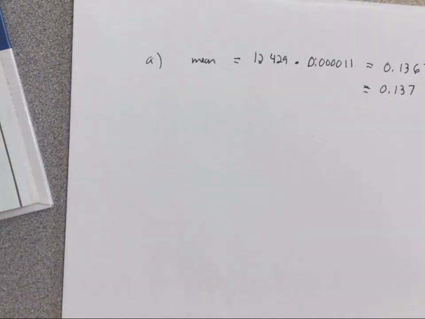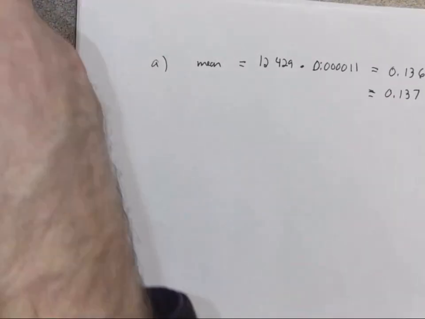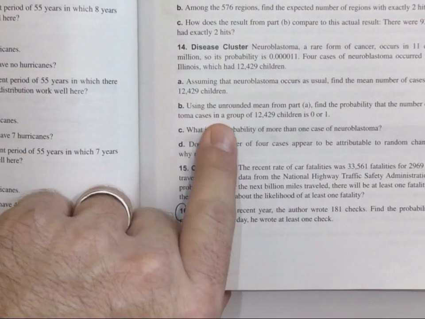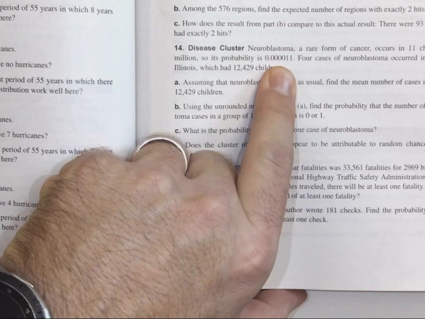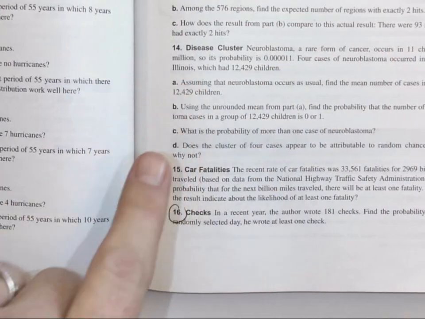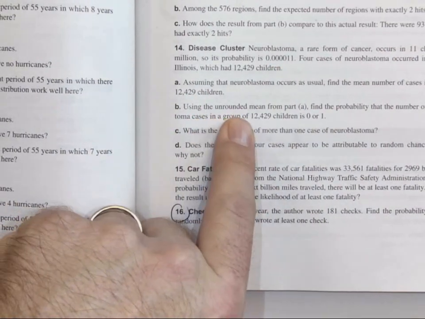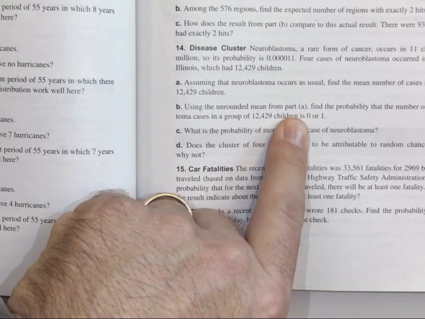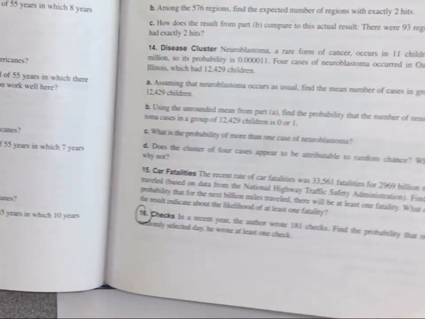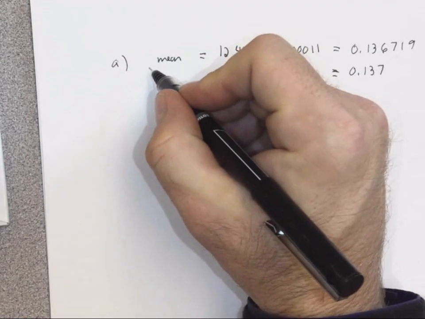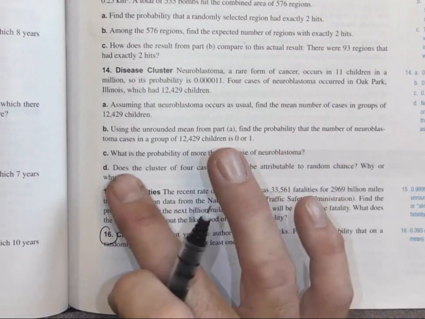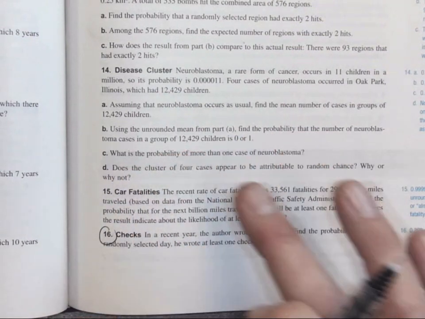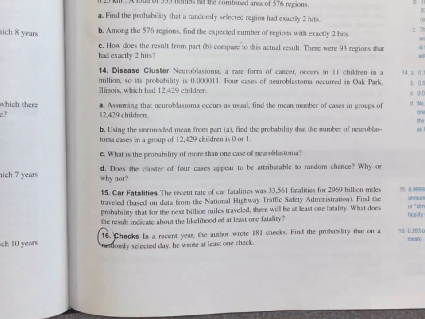All right, now we have to be a little careful. We have to read this, because usually when you use the mean, your mu is the number right here, since it is 11 out of a million. But in this case, they said use the unrounded mean from part A. So now we're saying this is equal to mu. They're calling this mean mu for the situation. So it says use the unrounded mean from part A to find the probability that the number of neuroblastoma cases in the group of 12,429 children is 0 or 1.